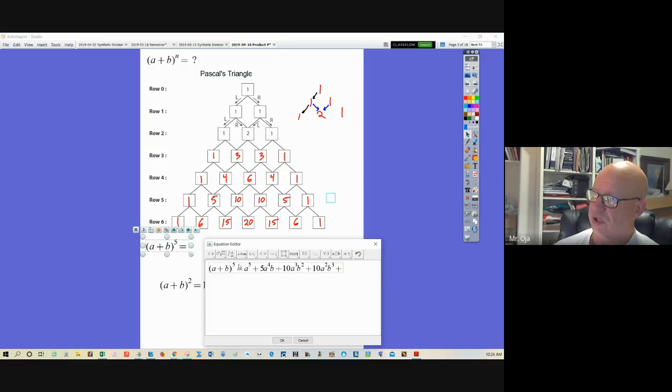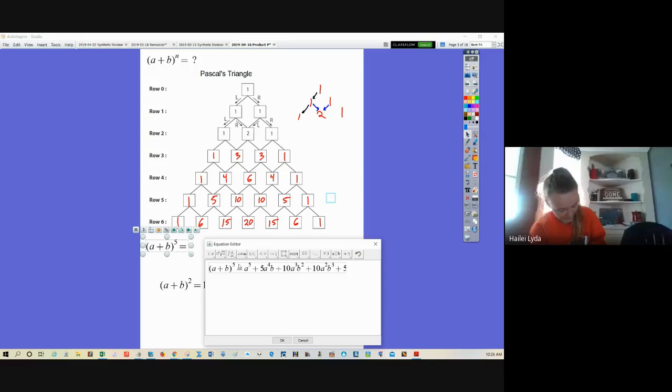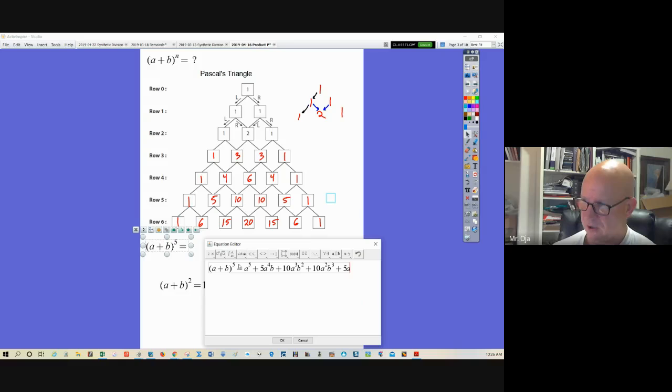Okay, plus what's the coefficient? 5. A to what power? To the 1st, so I'll just write it as an a. Times b to what power? The 4th.